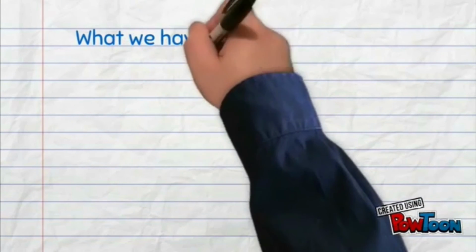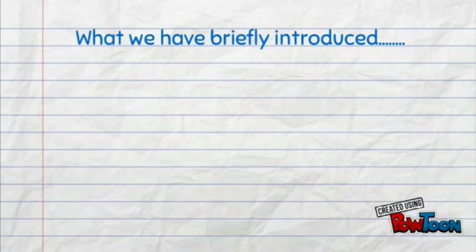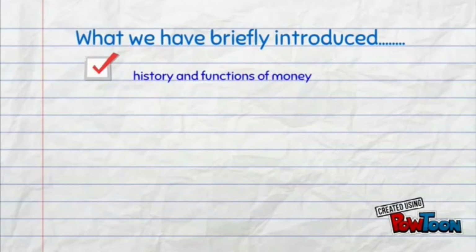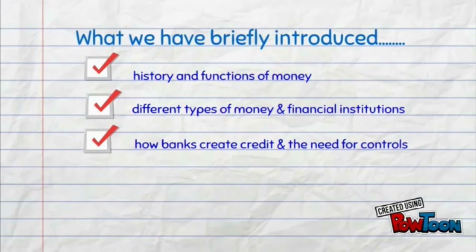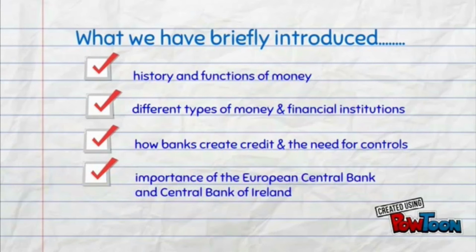Let's take a quick look back at our learning intentions for today. So, we have briefly explained the history of money and the functions of money, outlined the different types of money and financial institutions, we've described how banks create credit and why this needs to be controlled, we reviewed the importance of the European Central Bank and Central Bank of Ireland, and we've summarised Ireland's banking collapse.